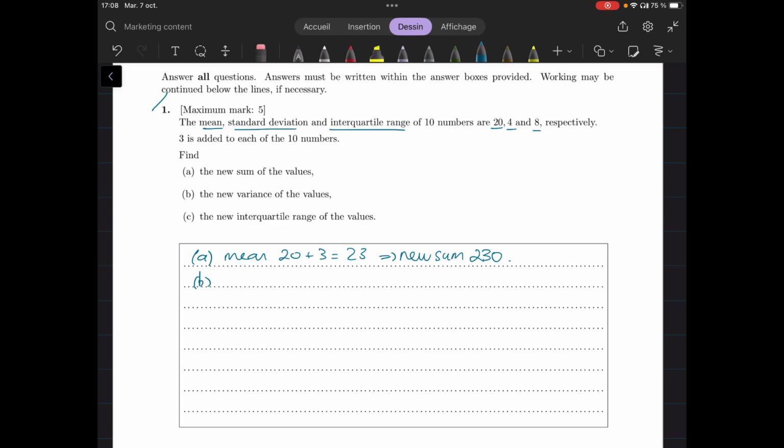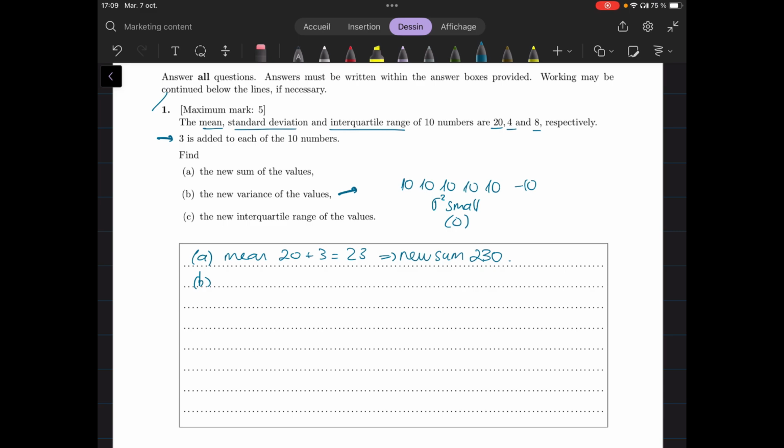Part B, find the new variance. Adding a constant to a data set does not change the variance. What does a variance measure? It is how dispersed the data in that data set is, right? Let's say if it's all close to one another, then the variance is very small, or in this case, 0.